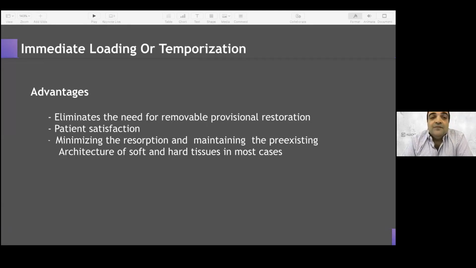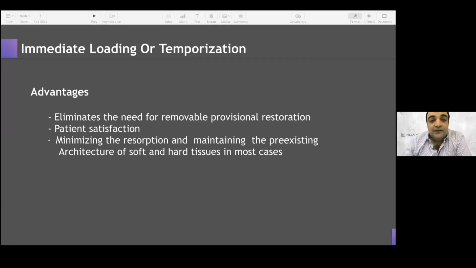With immediate loading and temporization, the patient will be satisfied, because he's going to go out from our clinic without any missing teeth. And as we discussed before, this will help minimize the resorption and maintain the pre-existing architecture of soft and hard tissue in most cases.